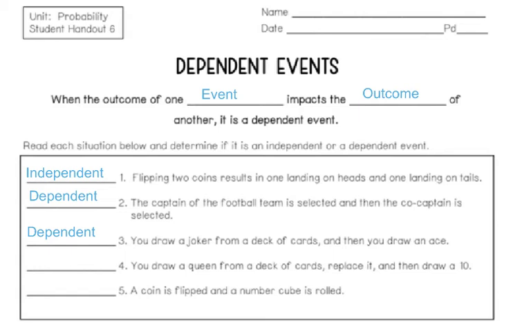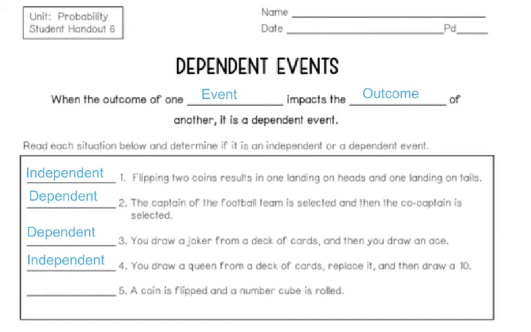The next problem says you draw a queen from a deck of cards, replace it, and then draw a 10. Let me know, is this independent or dependent? Since in this problem we are replacing the card, we're going to have the same amount of cards each time that I draw, so this is an independent event.